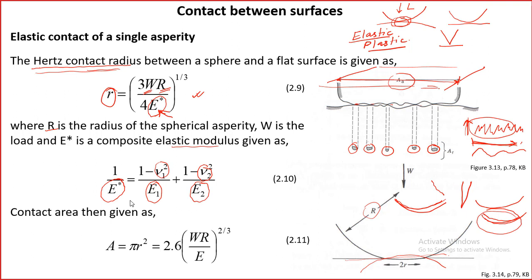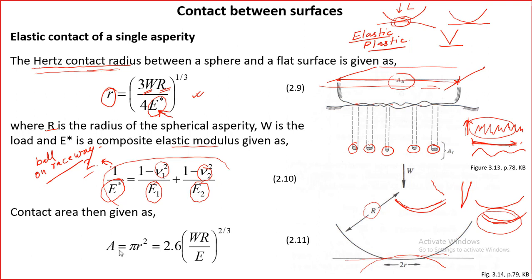In most cases we use this definition, but for the roller bearing, sorry, in the ball bearing case with a ball on the raceway, this number is used as 2 rather than 1. But in most cases we will use this equation. So we can find E star, we know R, we know W, so we can find the contact radius.